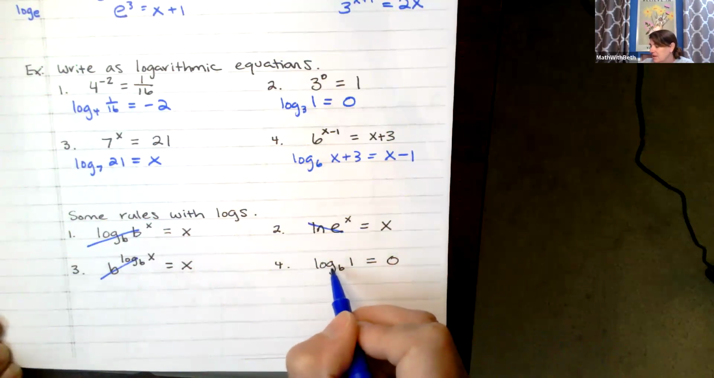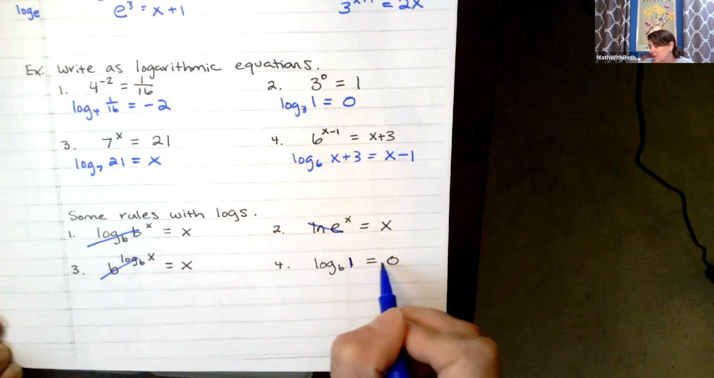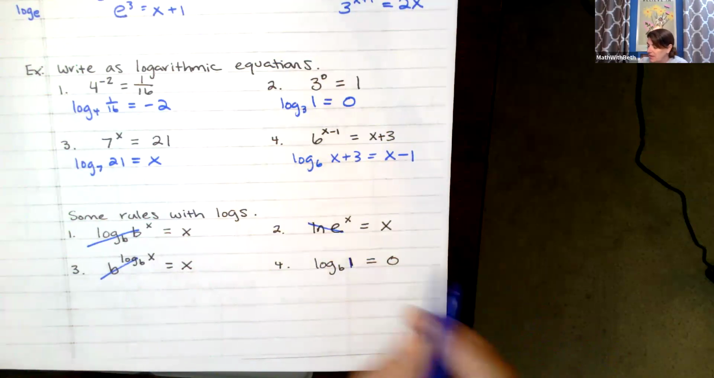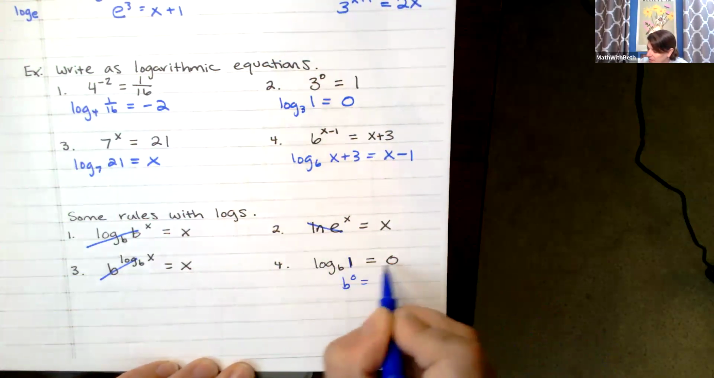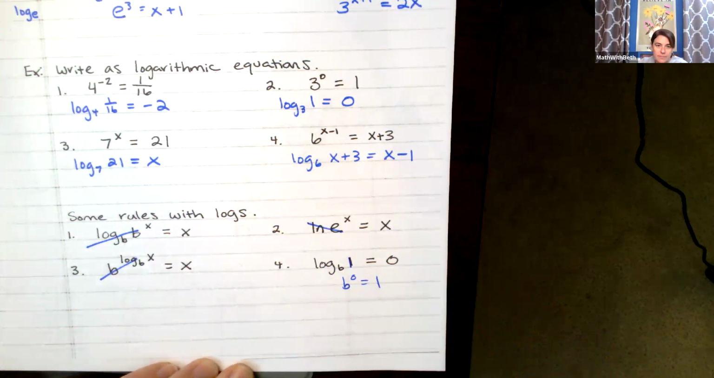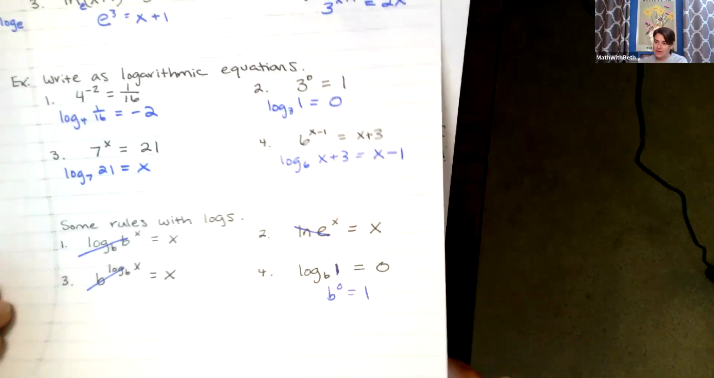And then in this case, log of anything of a 1 is equal to 0. Because again, this is the same thing as saying something to the 0 power, right? And we know that that's always equal to 1. Okay, so just to keep those in mind when we go to solve some of the problems.